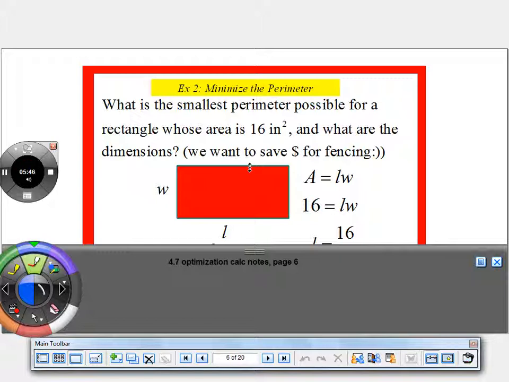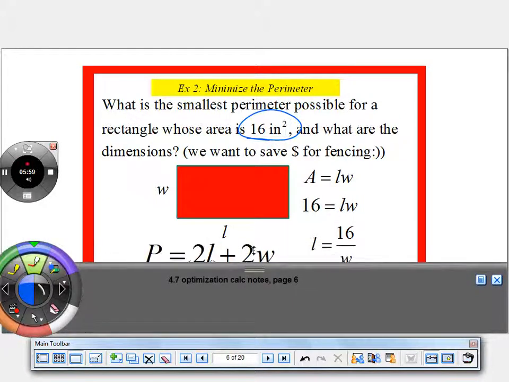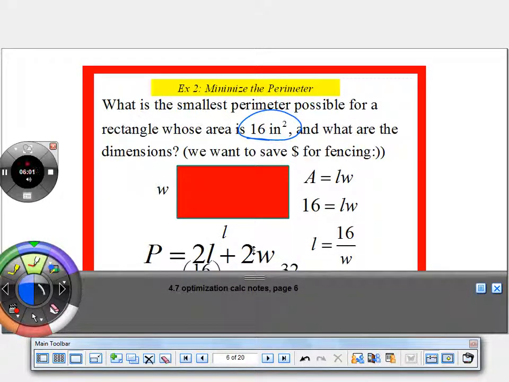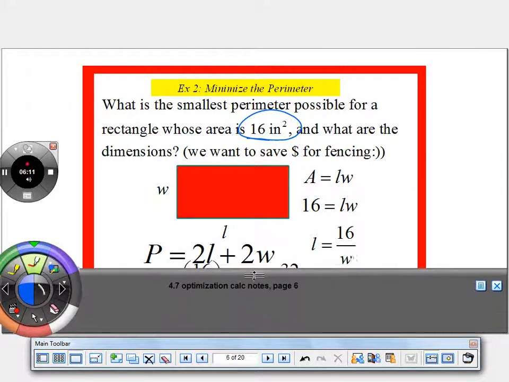And we know the area, so we're going to utilize that information. So we're going to say the area would be length times width. And we're going to go ahead and plug in the 16 there. And so we could isolate the L if we wanted to. But actually, I should back up and say that since we're talking about perimeter, we know that we would start with perimeter equals 2 times the length plus 2 times the width.